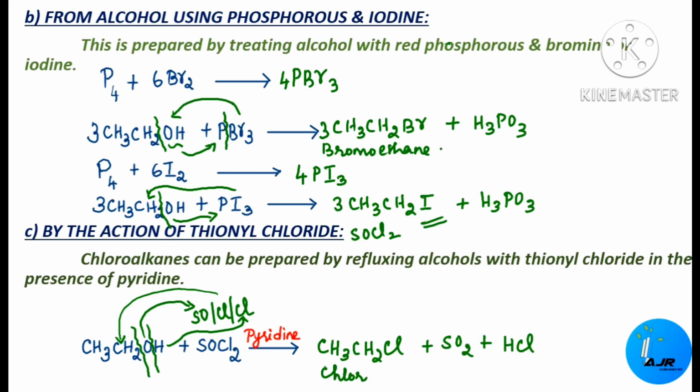The reasoning question: why is thionyl chloride the best reagent for converting alcohol to chloride? The reason is the byproducts formed are gaseous in nature. That's why they escape, so you get the product alone. Whereas in the other cases here we are having H3PO3, and in the treatment with PCl5 and PCl3 we also get H3PO3.